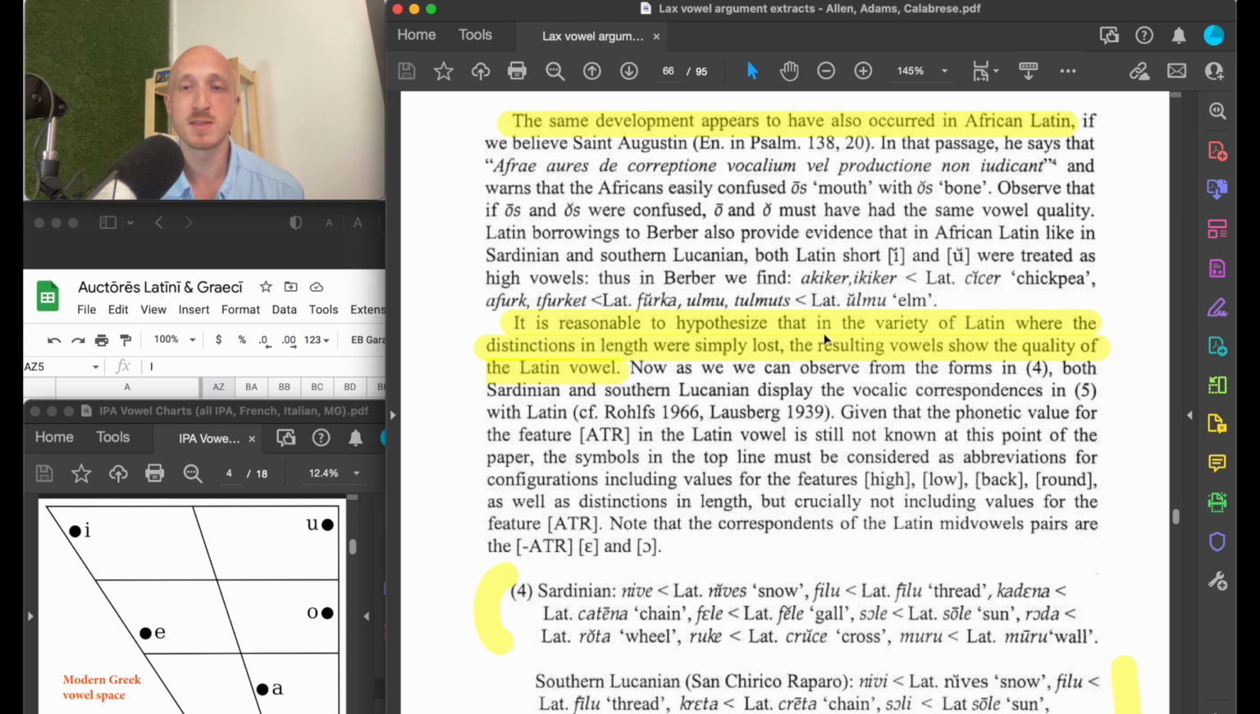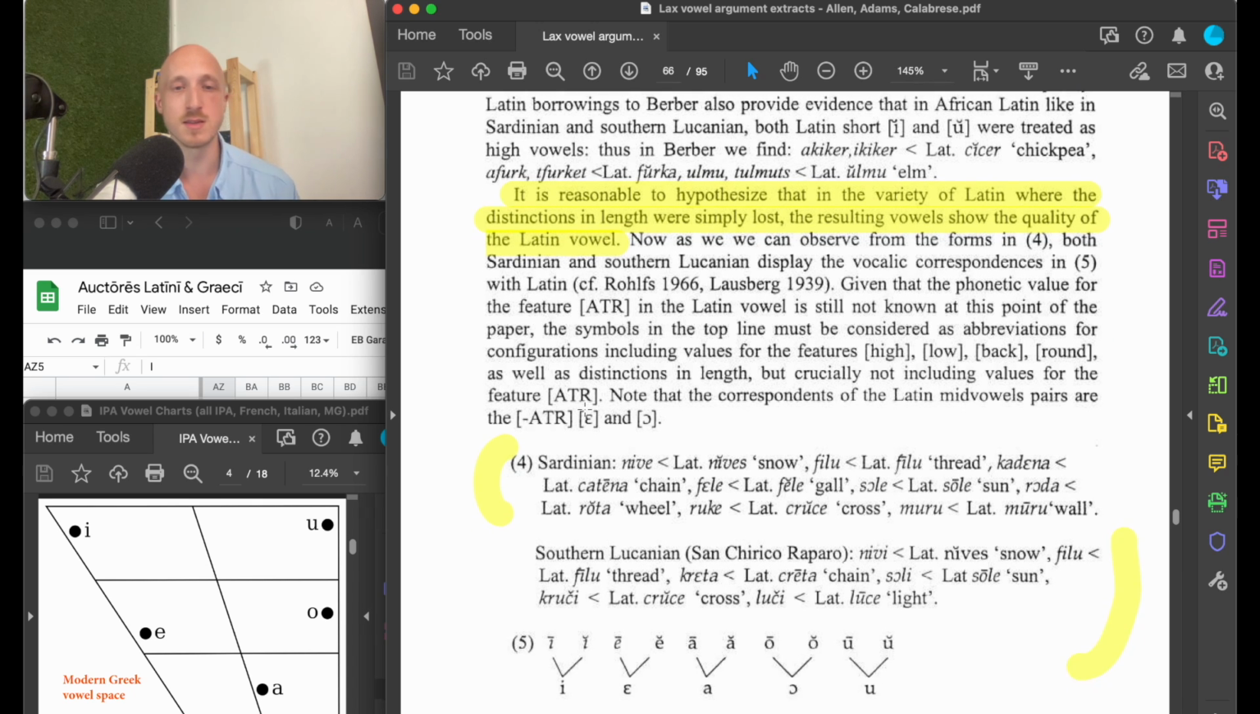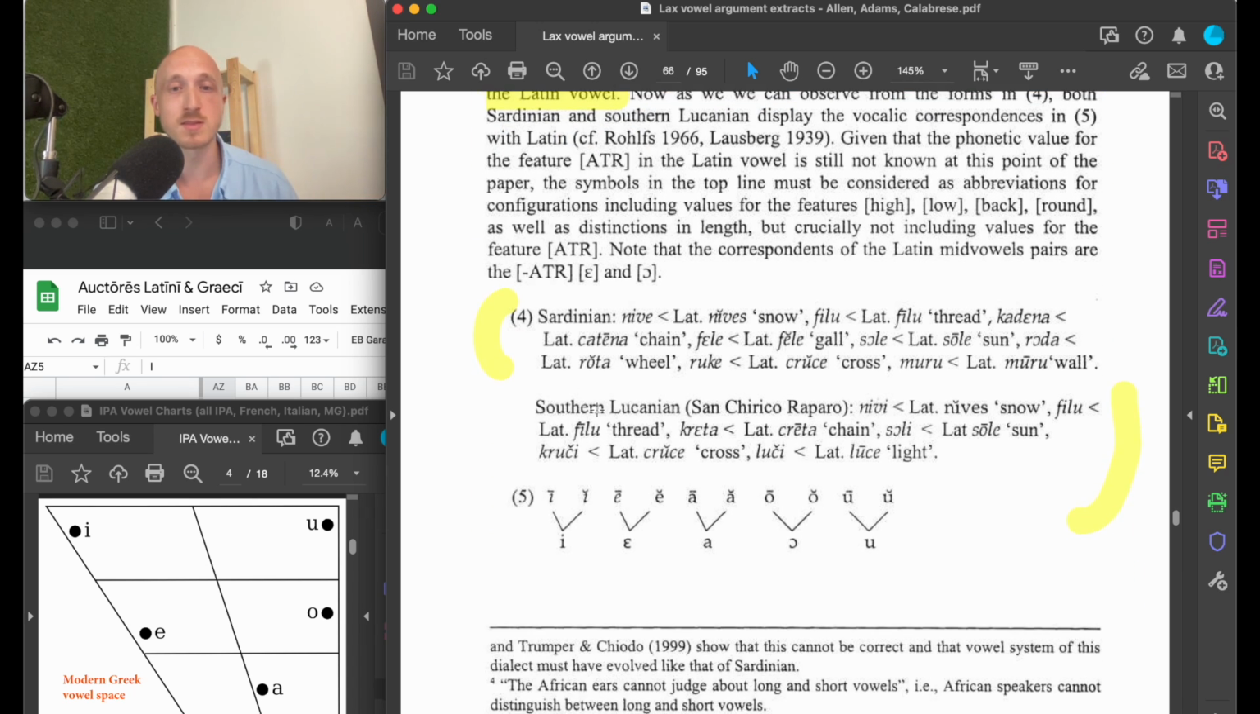It is reasonable to hypothesize that the variety of Latin where the distinctions in length were simply lost, the resulting vowels show the quality of the Latin vowel. This is not an unreasonable hypothesis. Some examples: Sardinian nive from Latin nives. Filu is from filu. Cadena is from cadena. Fele from fele. Sole from sole. Roda from rota. Ruke from kruke, that's an interesting one.